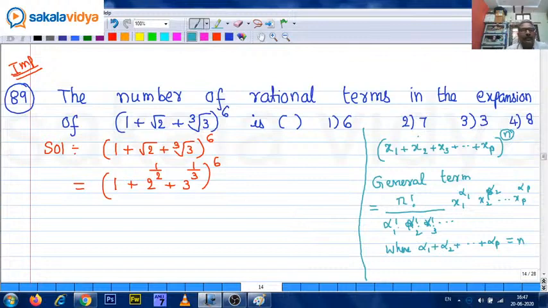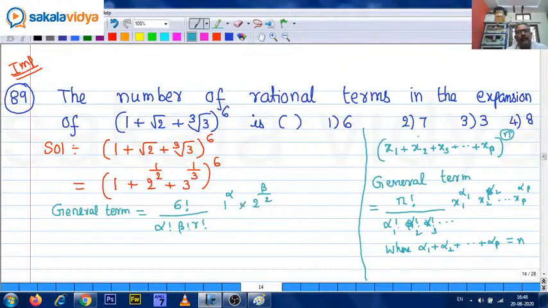So using the multinomial theorem, here the general term is 6 factorial by, here we have 3 terms, their powers you can take like this, alpha factorial, beta factorial, gamma factorial, multiplied by 1 to the power of alpha, 2 to the power of beta by 2, and 3 to the power of gamma by 3, where alpha plus beta plus gamma must be equal to 6.